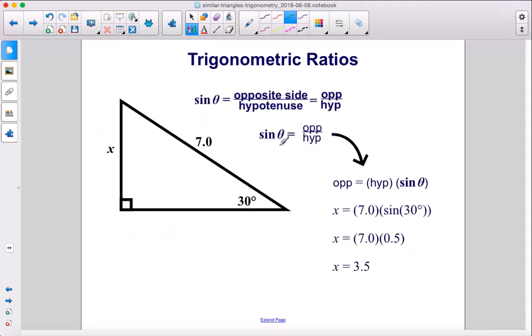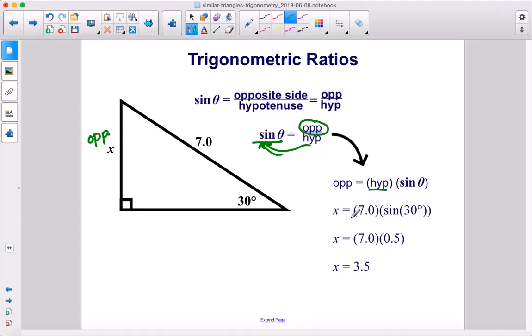Alright, since we know that sine theta equals opposite over hypotenuse, and we're looking for opposite, here x is the opposite side from the angle, so we solve this equation for opposite, which means that we multiply both sides by the hypotenuse, bringing the hypotenuse over to this side here, like that. So we have opposite equals hypotenuse times sine theta.